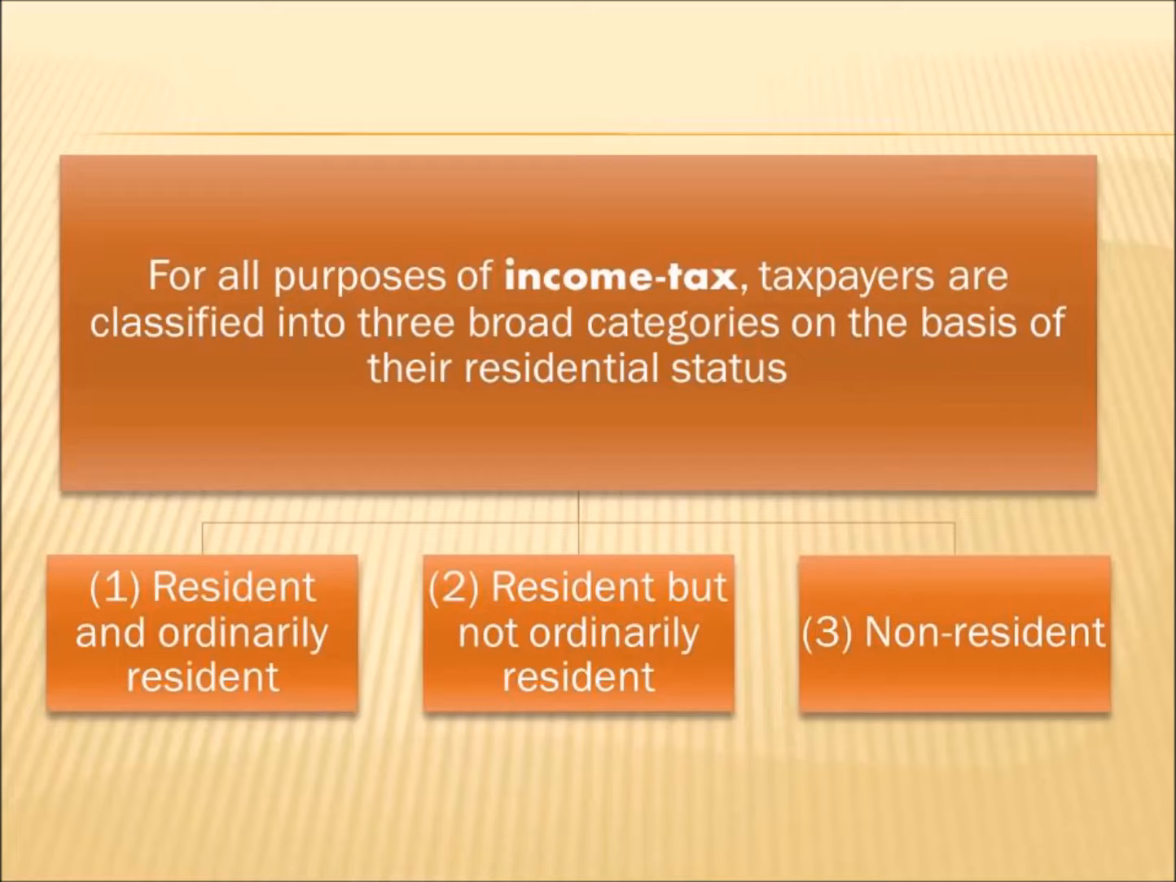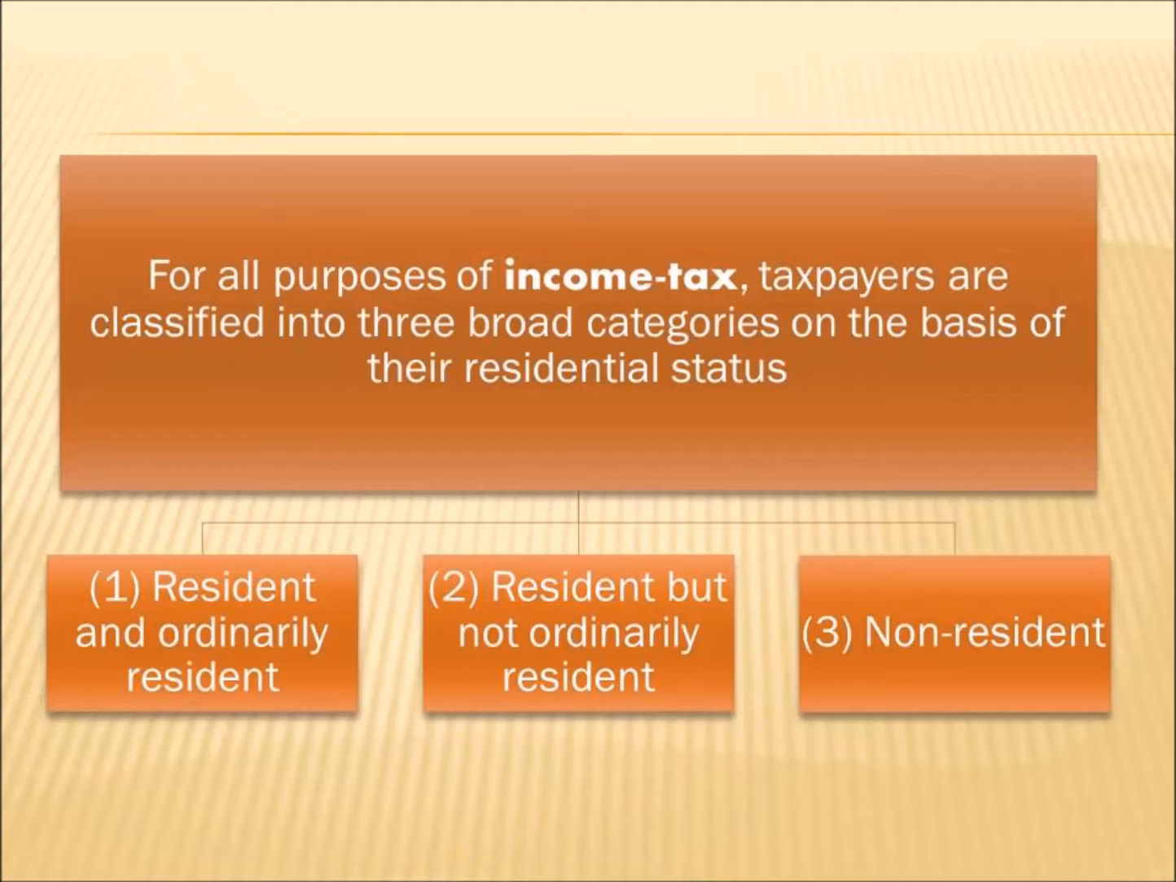So the liability of tax which is upon us, or the amount of tax which we will be required to pay, will depend upon our residential status. If we are a resident and ordinarily resident, our liability will be different. If I am resident but not ordinarily resident, my liability of tax will be different. And if I am a non-resident, my liability will be different. So different assessees falling under these different categories of residential status will have different liabilities of tax to be paid by them. So let us start with the various conditions under each category.